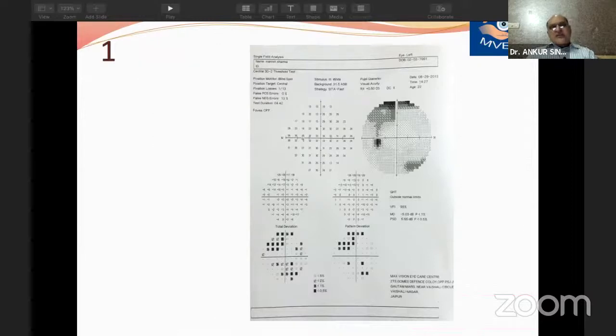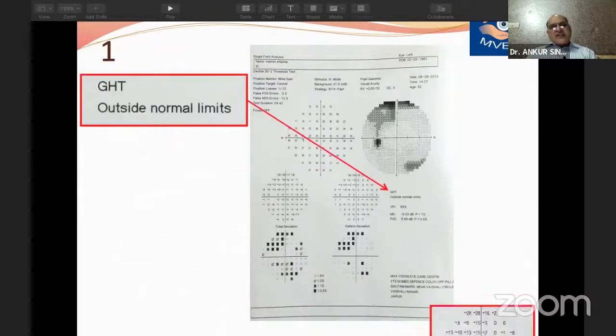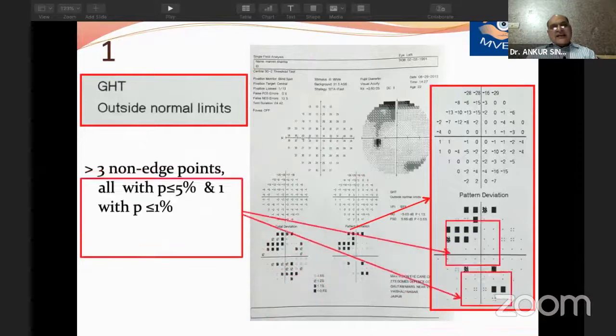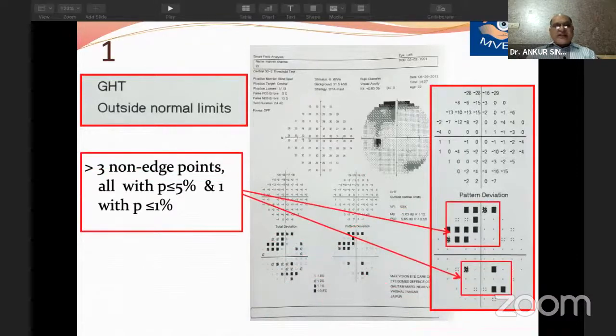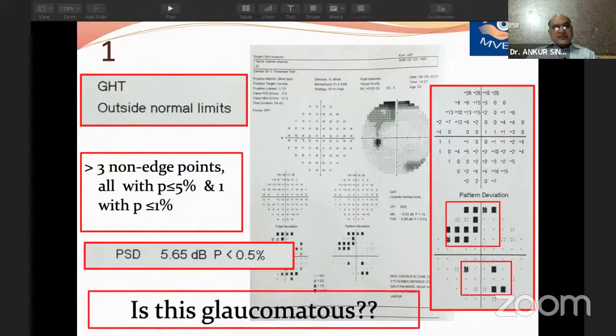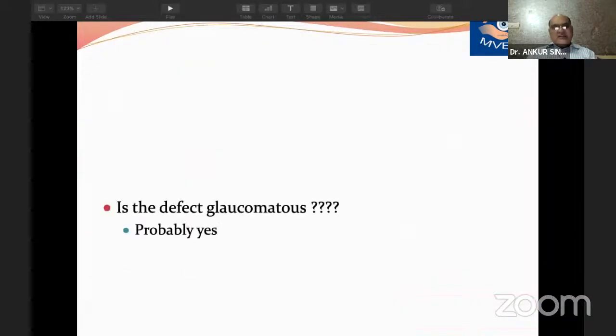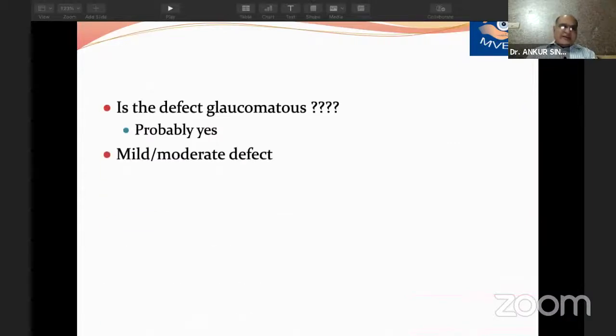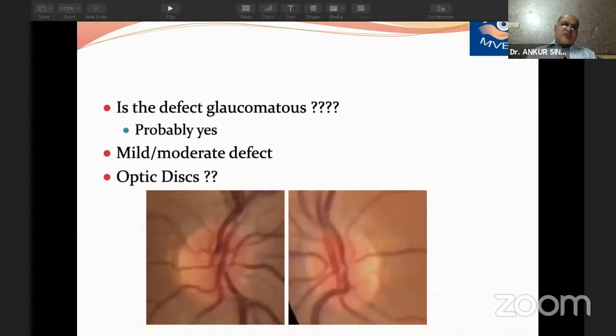Now, this is a visual field of a patient. We see that the GHT is outside normal limits, and there are clearly more than 3 non-edge points having a p-value of less than 5%, one of which has a p-value of less than 1%. And PSD is definitely less than 5%, so 0.5%. So in this case, is this glaucomatous? As per the Anderson-Patella criteria, yes, it is glaucomatous. But looking at it, it probably falls into mild to moderate defects.